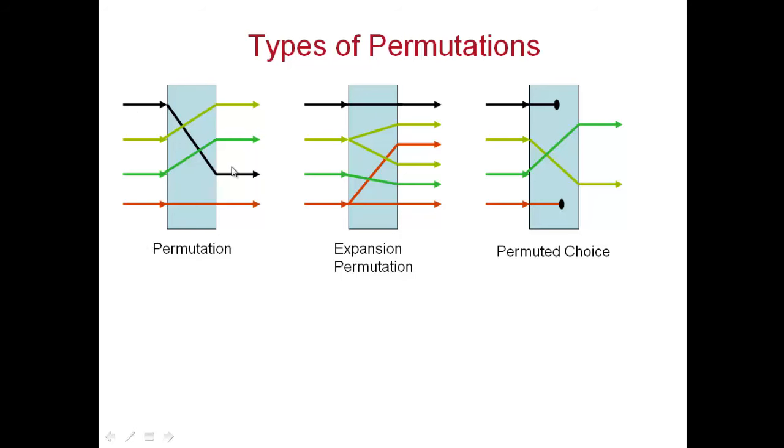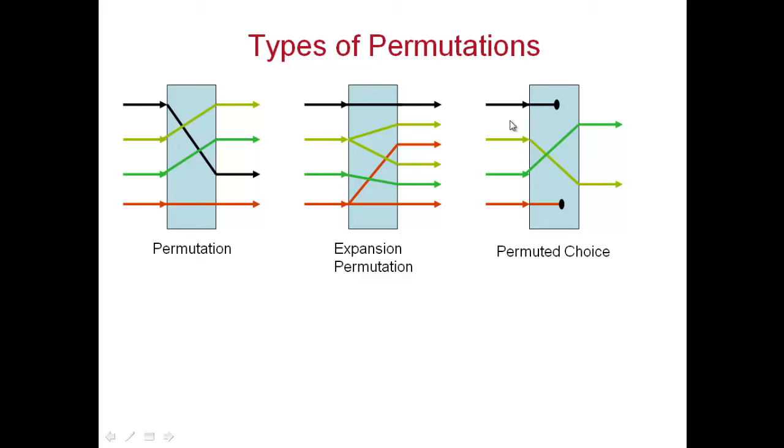The bit in position 1 is moved to position 3, the bit in position 2 is moved to position 1, the bit in position 3 is moved to position 2, and the bit in position 4 comes out as the bit in position 4. Now expansion permutation is where you increase the number of bits from what you input. Here in this example, you pass 4 bits as input to the P box, and you get 6 bits out of it. The first bit comes out as it is, the second bit is duplicated and comes out as the second bit as well as the fourth bit, the third bit comes out as the fifth bit, and the fourth bit comes out as both the third bit as well as the final bit.